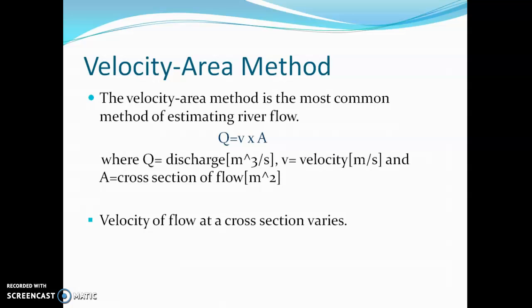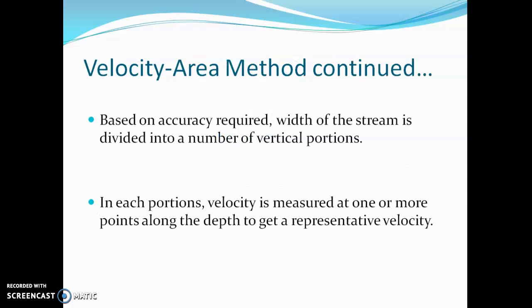Velocity of flow at different cross sections varies. It is not enough to measure the velocity at a single point. Based on the accuracy required, the width of the stream is divided into a number of vertical portions. In each portion, velocity is measured at one or more points along the depth to get a representative velocity.